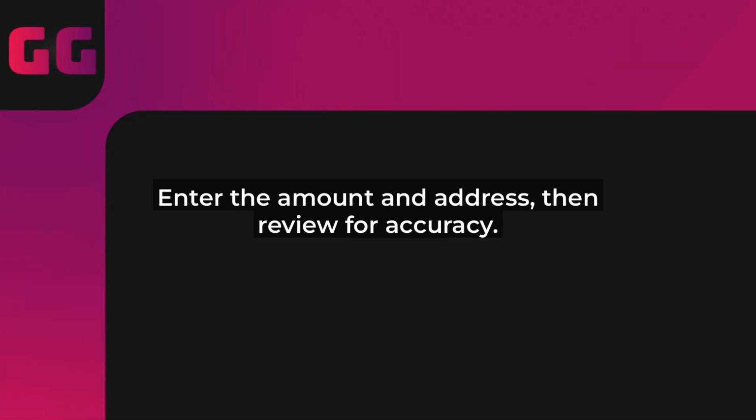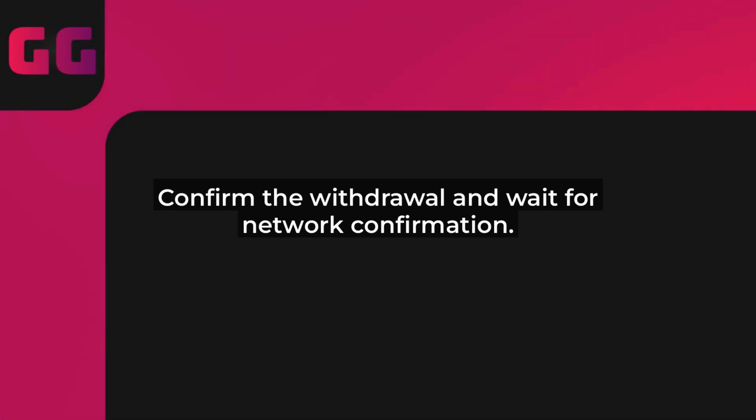Before you hit confirm, review everything twice. Crypto transfers are irreversible, so ensure the address is correct and you're sending on the right network, like the Avalanche C chain. Once you're good, click Withdraw and wait for the transaction to process. This usually takes a few minutes to an hour, depending on the network.